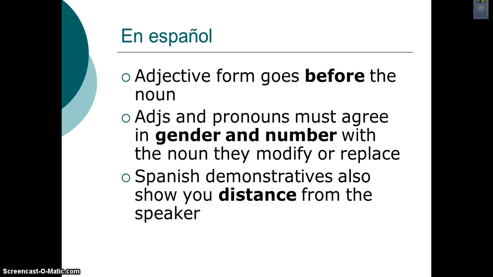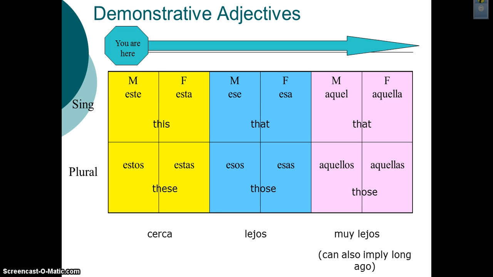In Spanish, demonstratives also show you distance from the speaker. So here's a chart to give you an idea of how these work. Imagine that you are here, okay, and as you move in this direction, you get farther and farther away from your reference point. So we have the singular demonstratives on the top, we have the plural on the bottom, and then we have masculine and feminine broken down as well.